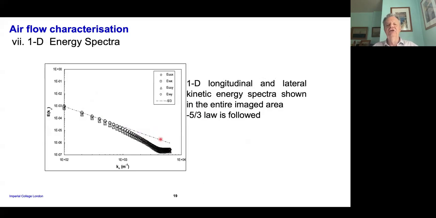And as a consequence, at least on the basis of this evidence, we thought that we do satisfy having homogeneous isotropic turbulence. We looked also at the 1D energy spectra, which follow a -5/3 law. And in principle, everybody suggests that this should be happening in homogeneous isotropic turbulence. And this is something that we also observe in every direction.